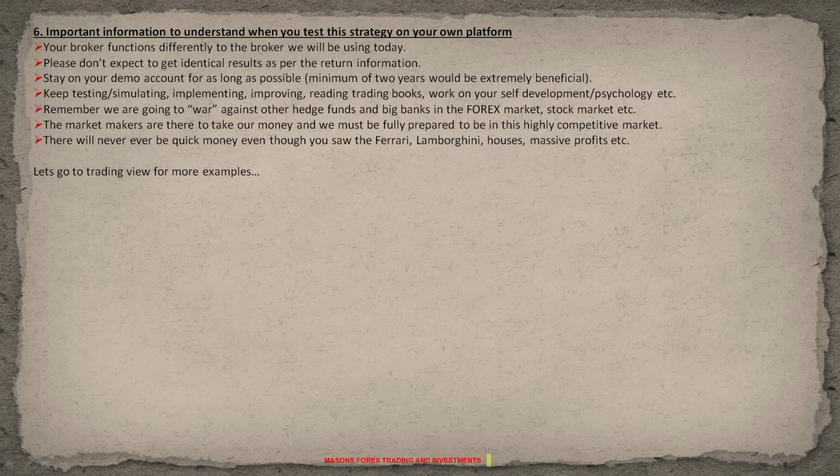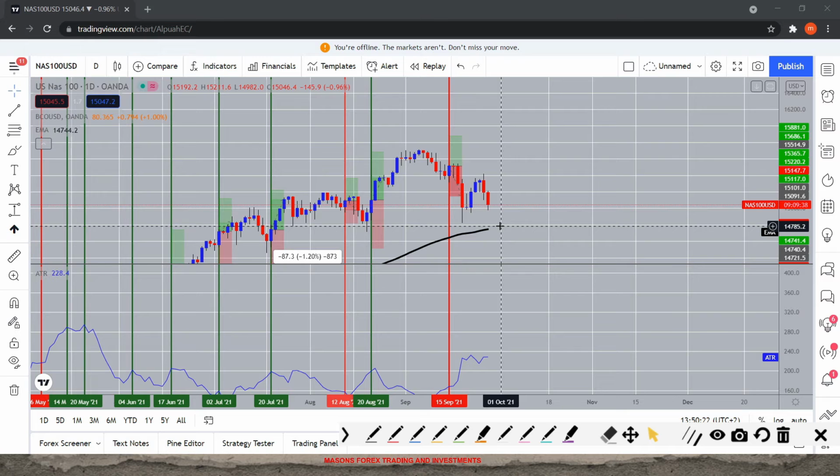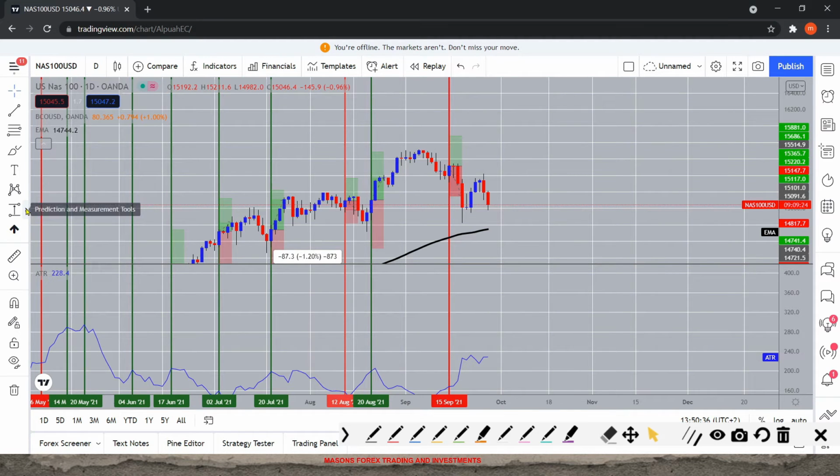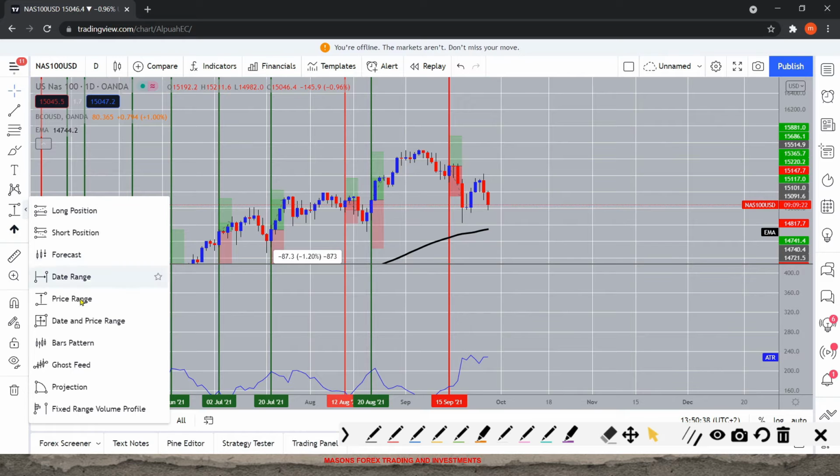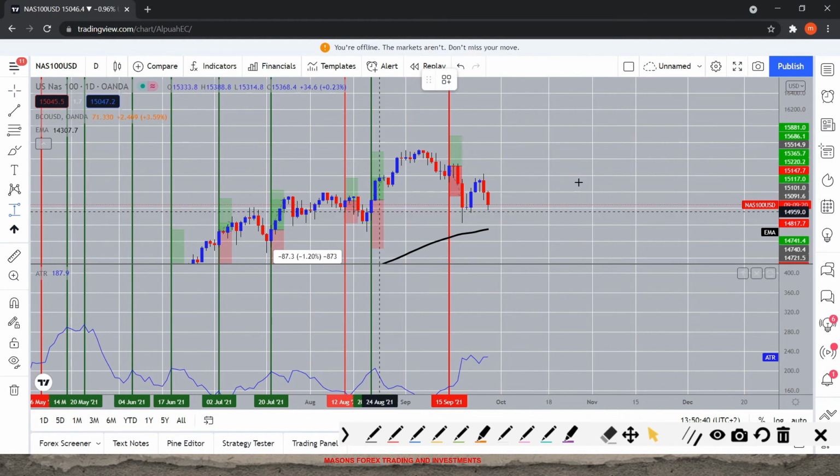So let's go to TradingView. We are now on TradingView. I have been using the free TradingView version for about 4 years. If you go to the left hand side, we have prediction and measurement tools. In our case, I want to show you price range and how to use it.